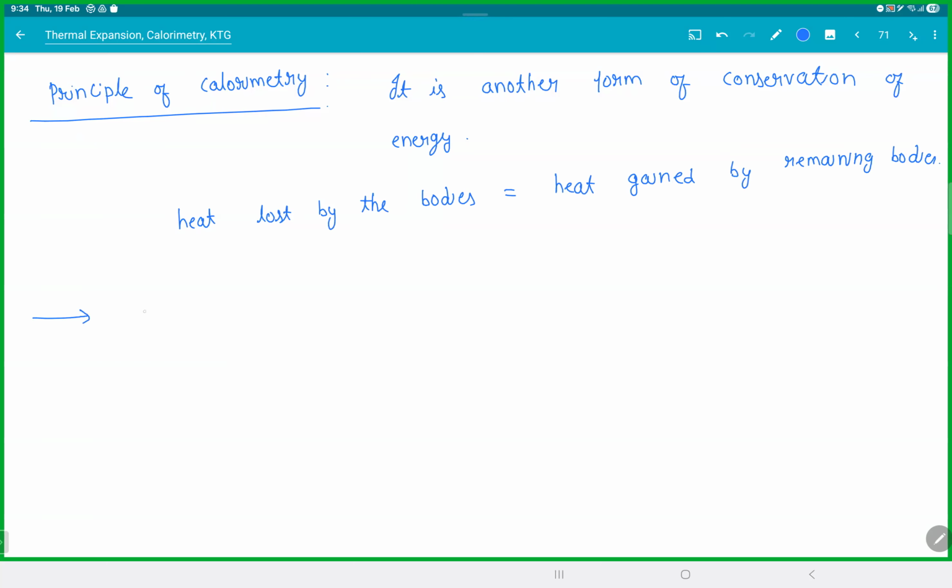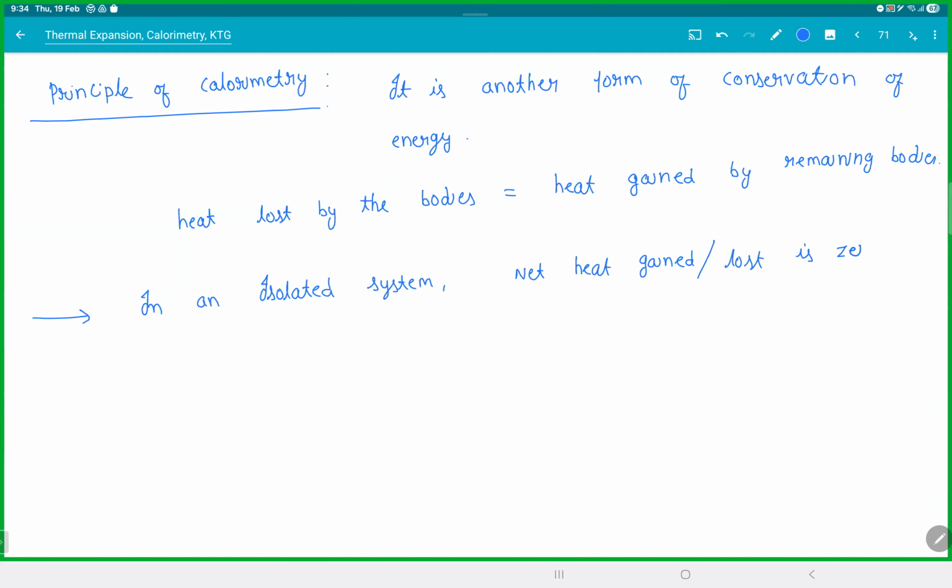So in an isolated system, if the heat is not coming in or not going out, the total heat must be zero. The net heat gained or lost is the same. There, that's your entire theory of calorimetry.